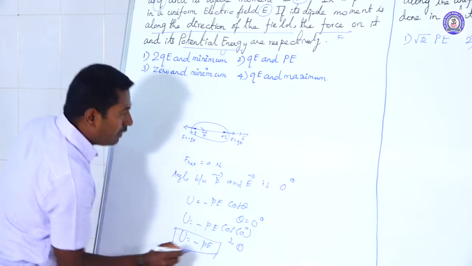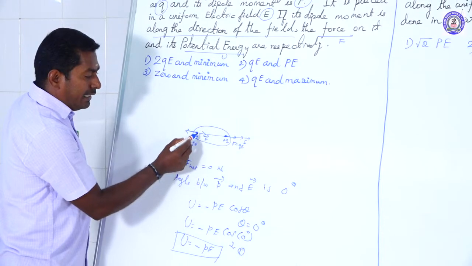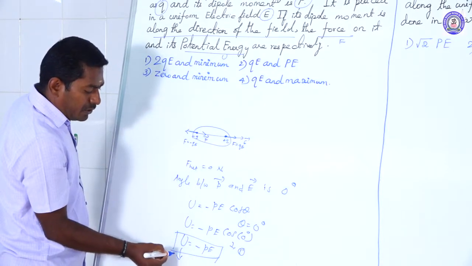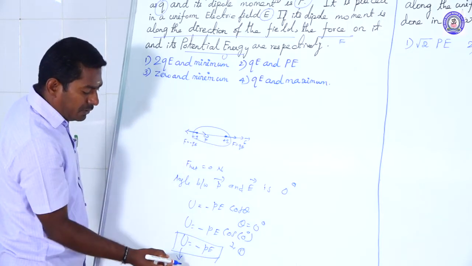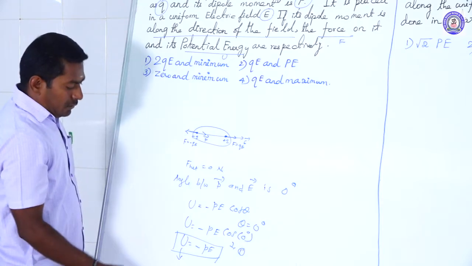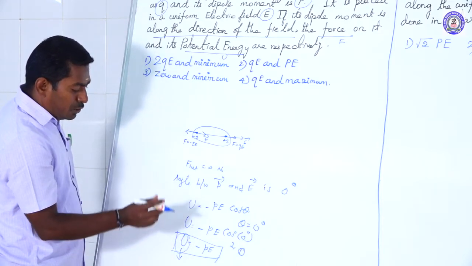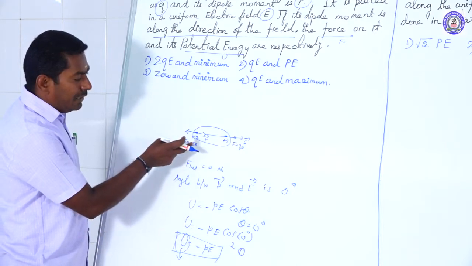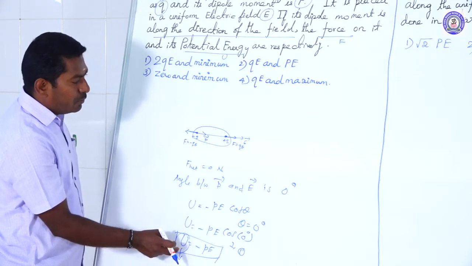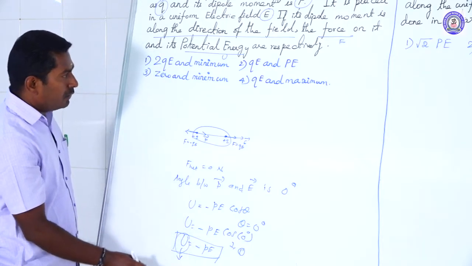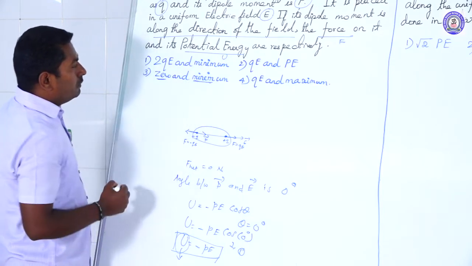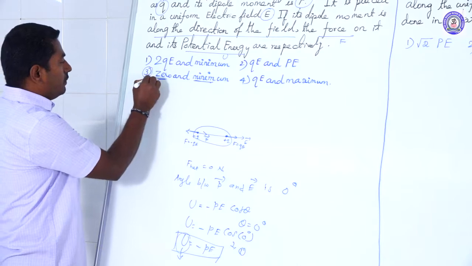In this question, the net force acting on the electric dipole is 0. At this position, the electric potential energy of the electric dipole in the uniform electric field is U equals minus pE. This is the potential energy possessed by the dipole along the direction of the electric field, and that potential energy is minimum. So 0 and minimum, third choice.